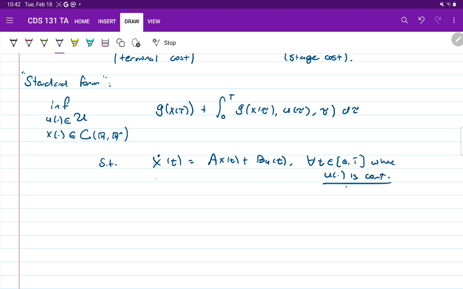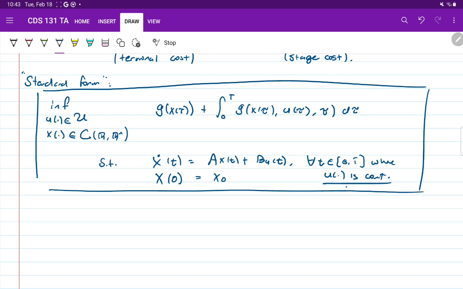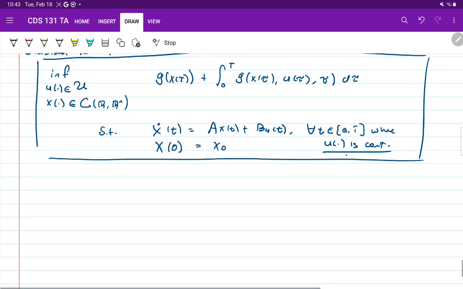Okay, so that's our first part. And then secondly, we'll just specify our initial condition, x of 0 equals x naught, where x naught has just been provided as a part of one of these finite horizon optimal control problems. So this is the standard form, right? We're optimizing over an input u, which belongs to U, and a trajectory, which is a continuous function satisfying the differential equation. And what we want to do is minimize this integral accumulated cost function. This is the standard form of our basic continuous time linear optimal control problem.